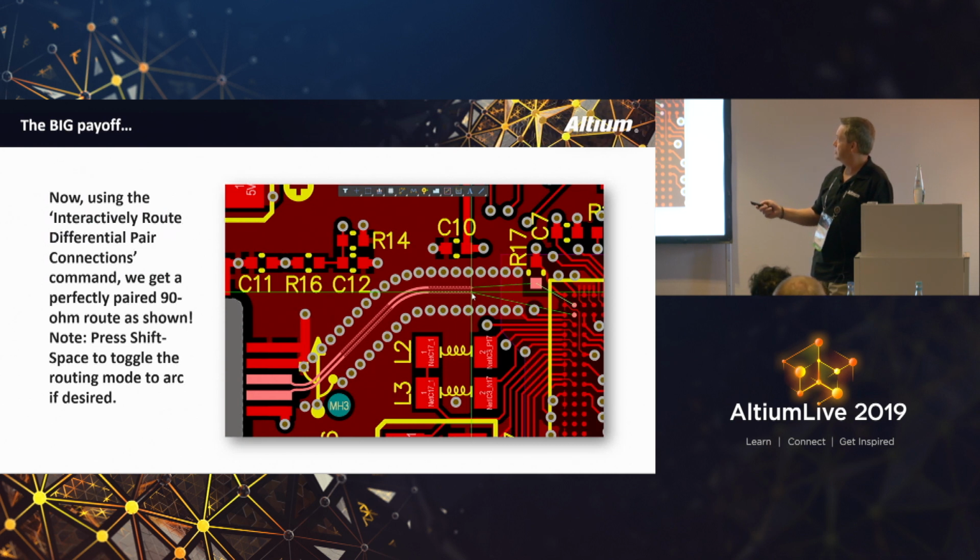Okay, so now that we have set up the settings for our differential pair routing, we can just select, it's not here on the menu, but the icon called interactively route differential pair connections. I select either of these pads and it knows that they are paired and begins routing, and it keeps those signals paired together all the way.